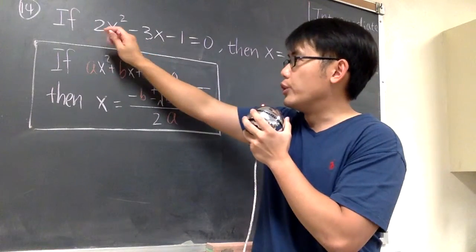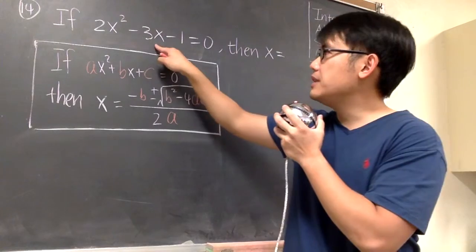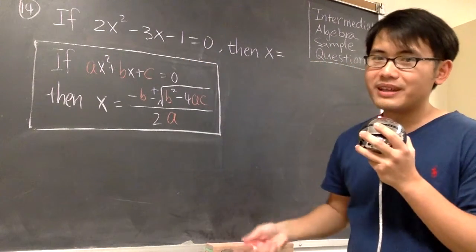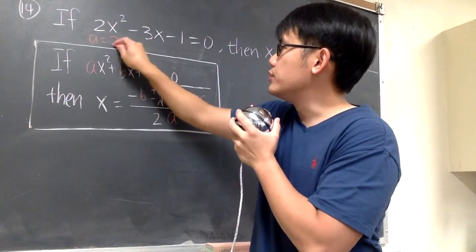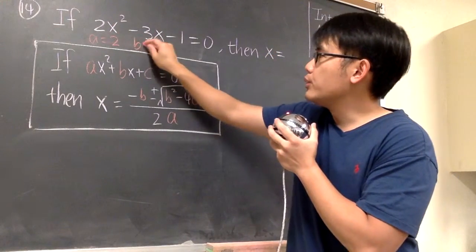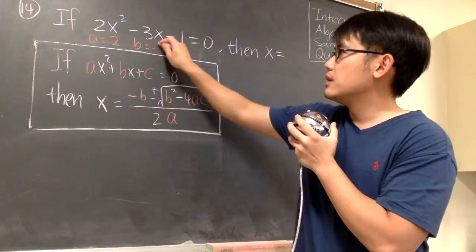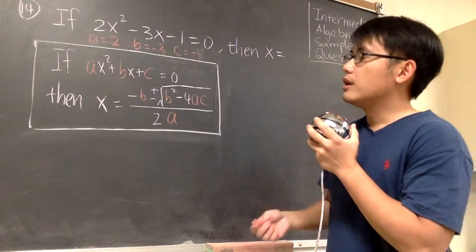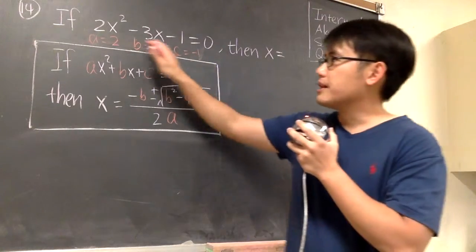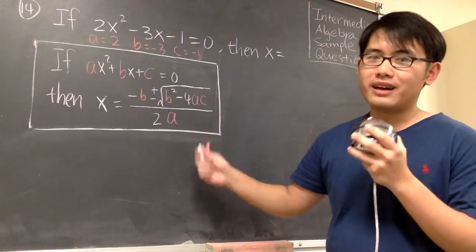As we can see, we do have the ax squared plus bx plus c is equal to 0 form. So we know a is the number in front of the x squared, which is 2 right here, and then the b value is negative 3, and the c value is negative 1. And now what we have to do is plug in all these numbers into the formula and work it out.